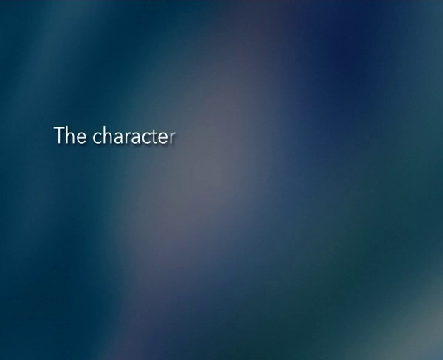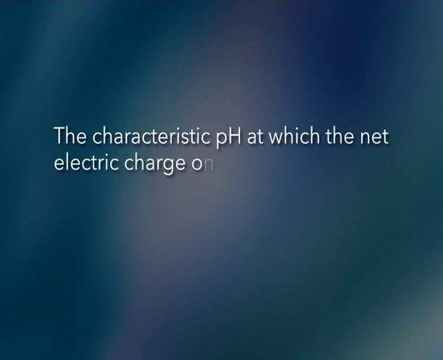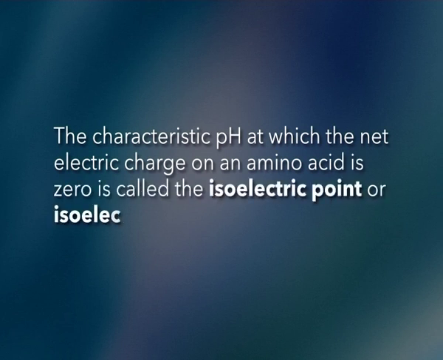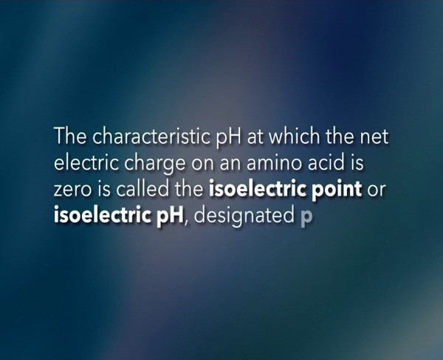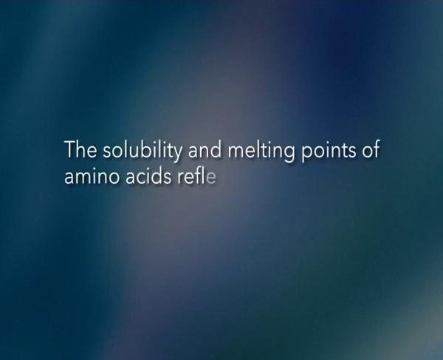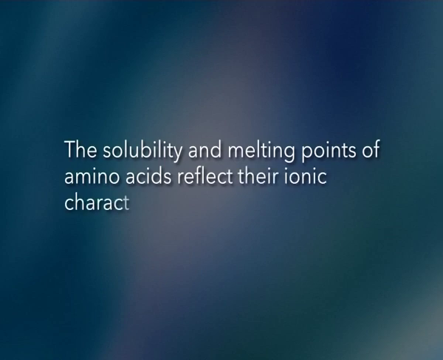The characteristic pH at which the net electric charge on an amino acid is 0 is called the isoelectric point or isoelectric pH, designated as pI. The solubility and melting points of amino acids reflect their ionic character.